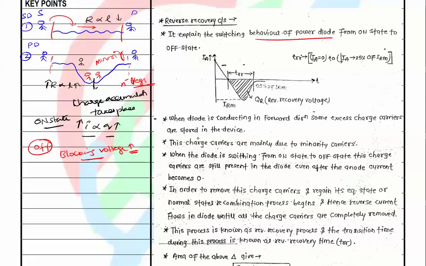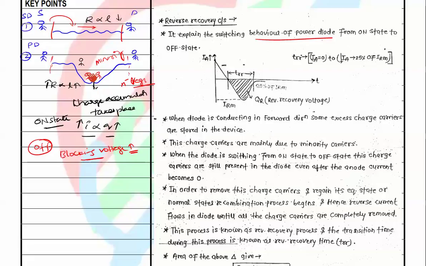Now when the diode is switching from the on state to the off state, the charge carriers are still present in the diode even after the anode current becomes zero. So even if you make the current zero, some charge carriers are stored here. In order to regain the equilibrium or original state, where no charge is present in this region, we have to remove the charge carriers which are excessively stored here.